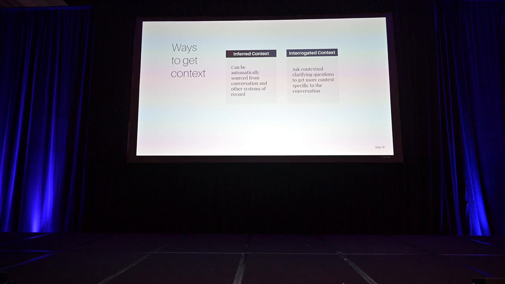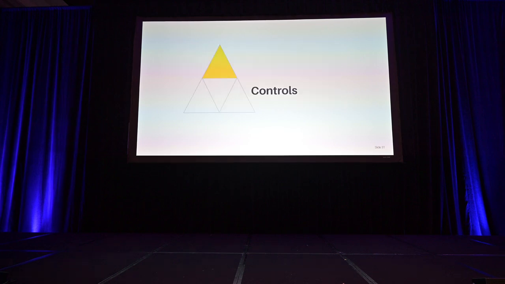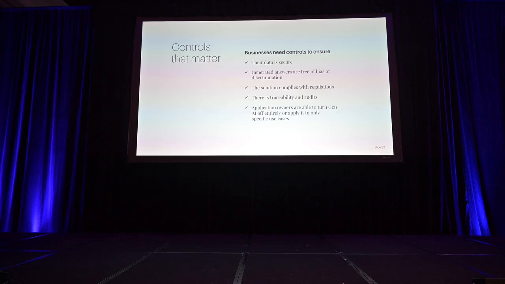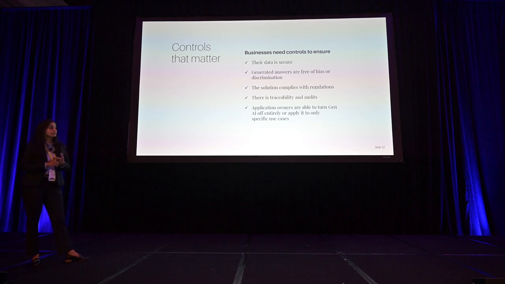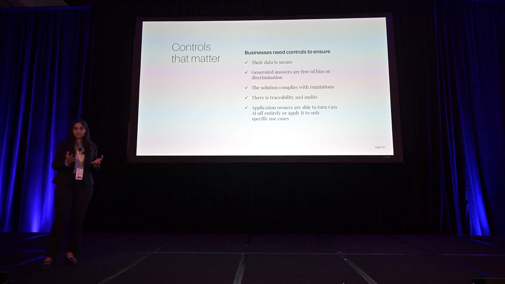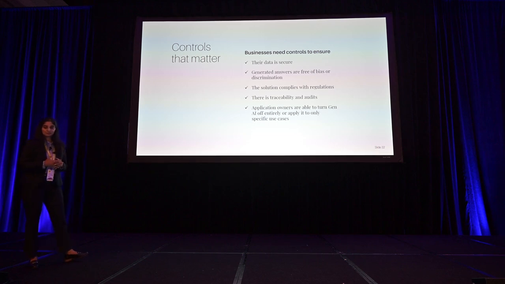The different types of context make the answers more trusted, more personalized, and useful for the end users while they're consuming it. The next thing I'll talk about is controls. Why are they required? As a business, you need controls on the AI so that you can roll it out more securely within your enterprise. So, is the data secure? Is the data that's going into these AI solutions secure? Is the generated answer free of biases and discrimination, which is one of the topics that always comes up? Is the solution compliant with the regulatory compliances that you already adhere to as a business?